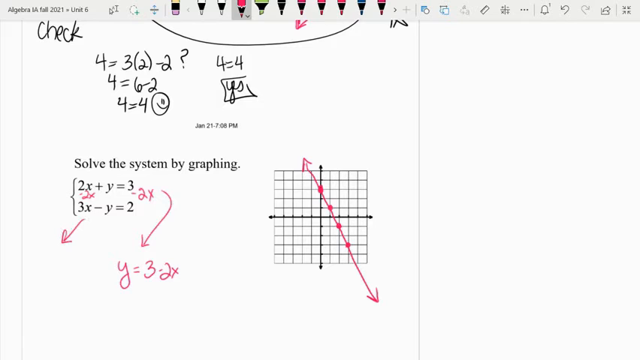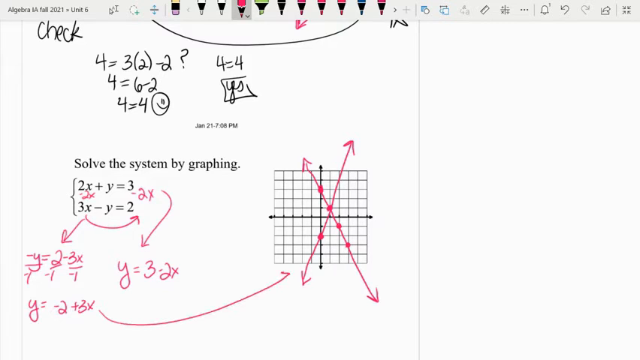Let's look at the next one here, same thing. So I have negative y equals 2 minus 3x, moving that 3x to the other side. Divide by negative 1. So y equals negative 2 plus 3x. So that one I'm going to start at negative 2 and then go up 3, 1, 2, 3 over 1. So my solution then is where the two lines meet. So you would say at (1, 1).